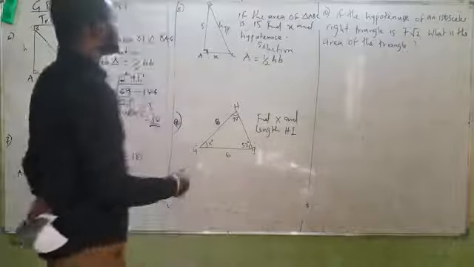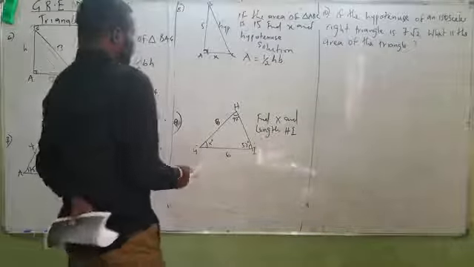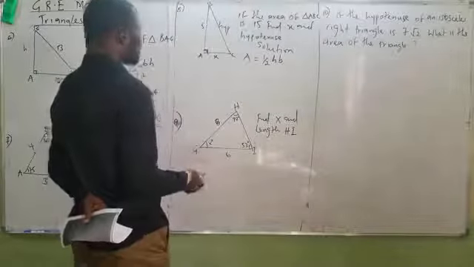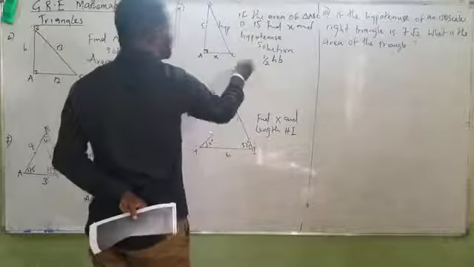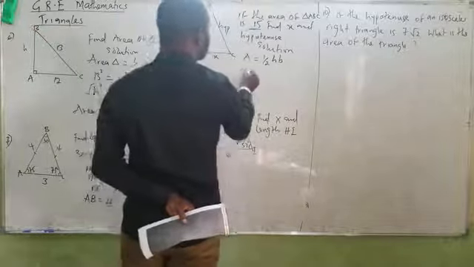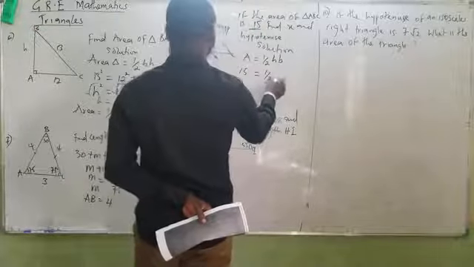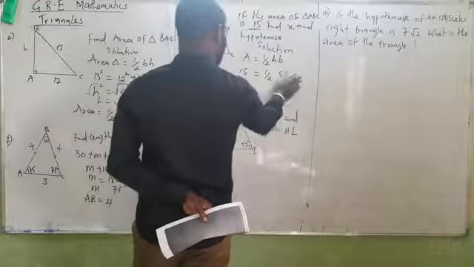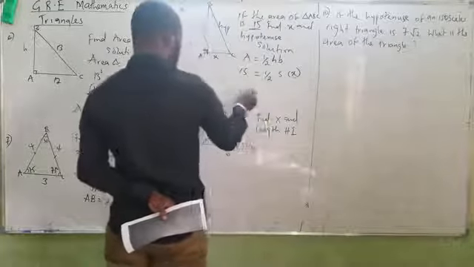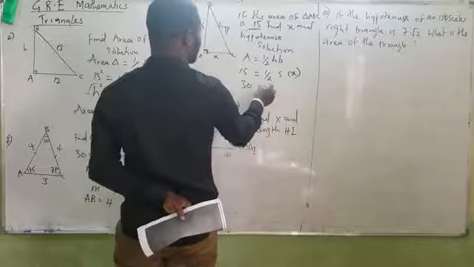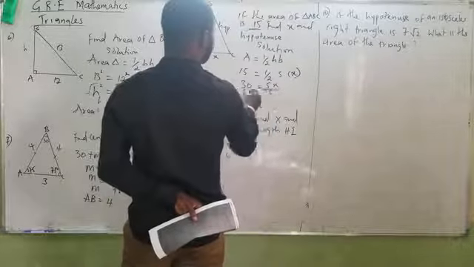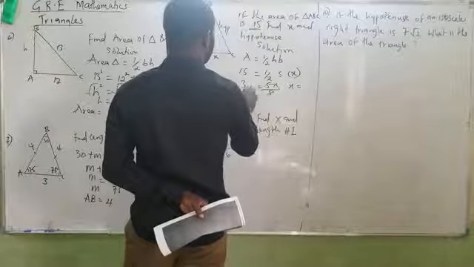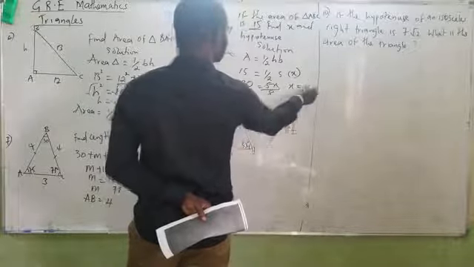Now, I don't know my base, but I have the area given as 15. So 15 equals 1 over 2 times 5 times b, call it x, which gives 30 equals 5x. Divide both sides by 5. X will be equal to 6.